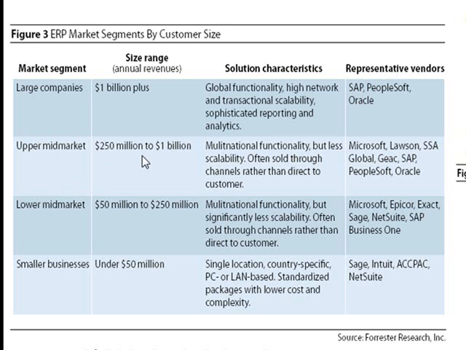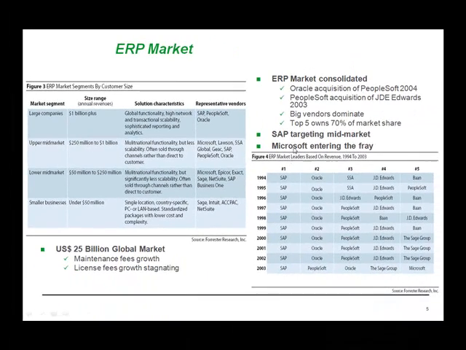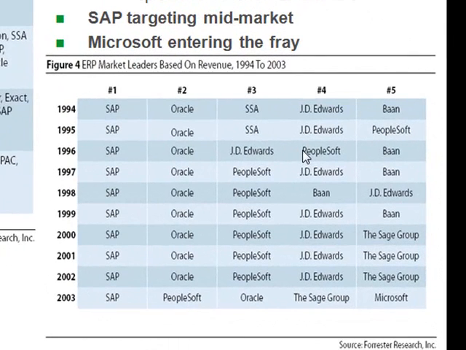Upper mid-market, $250 million to $1 billion. Companies that compete in this space include SAP. There are a few other products like PeopleSoft, Lawson, Oracle, and Microsoft also has got a product that competes in this upper mid-market. Same thing applies in the lower mid-market as well. Oracle in the last few years have been acquiring a lot of these software companies. So JD Edwards, PeopleSoft, Siebel are some of the companies that Oracle has purchased.